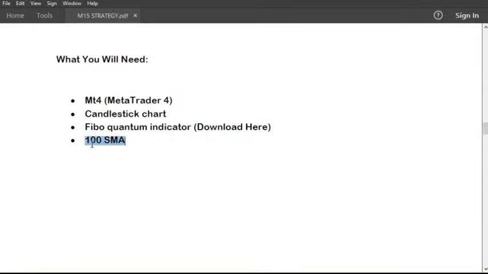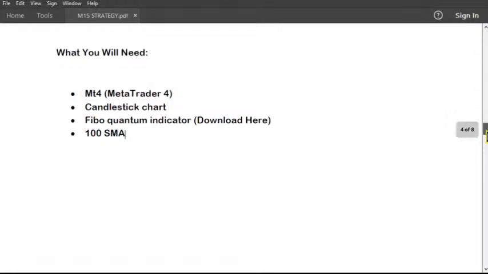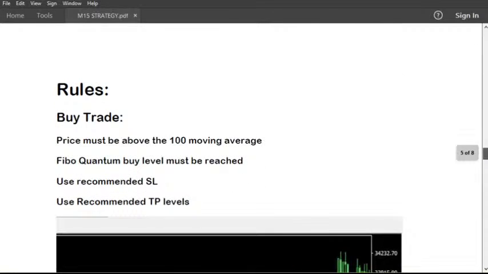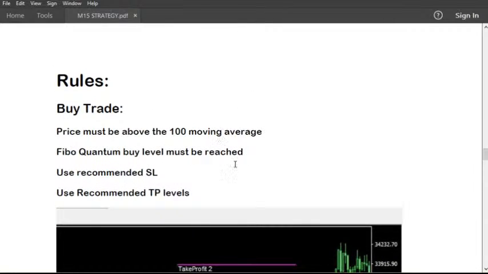And then you'll also need the 100 period simple moving average. So I'm going to show you what each of these components are. Let's go down a bit. So these are the buy rules. These are the rules that need to be present in order for you to actually open up a buy trade based on this 15-minute strategy.